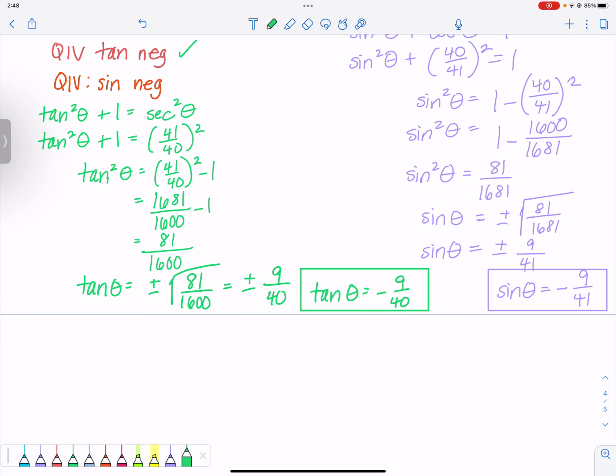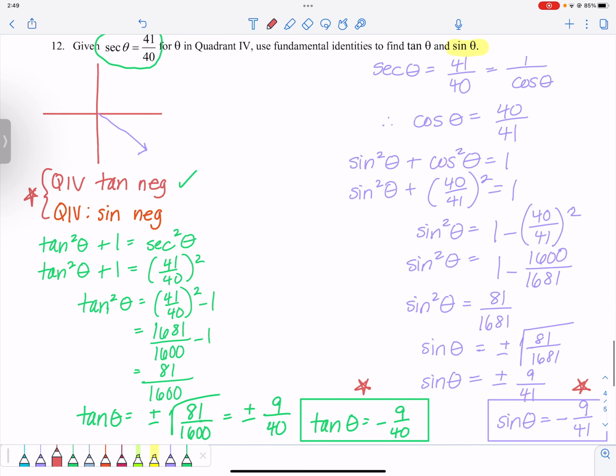And what I'll do is I'll put a star up here by these. And I'll put those there. Okay? And that concludes this section.